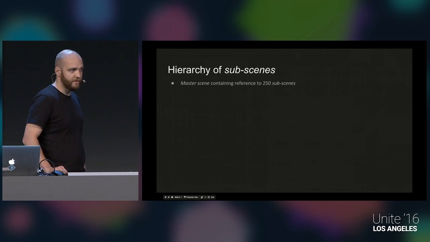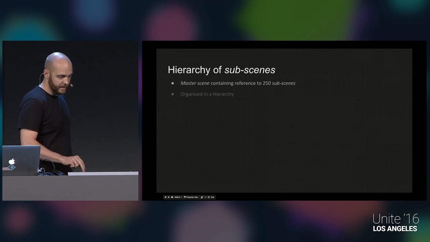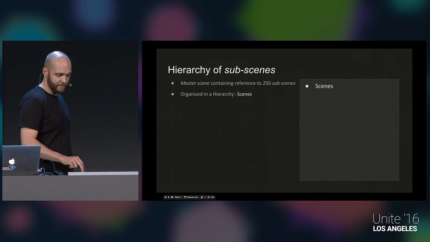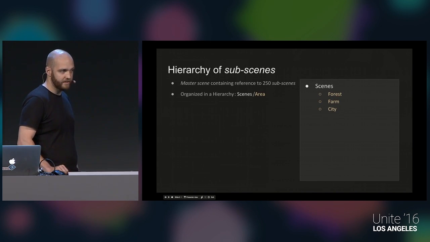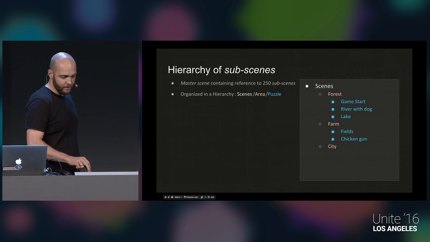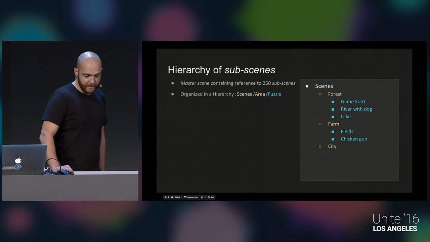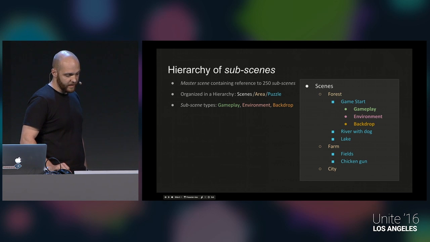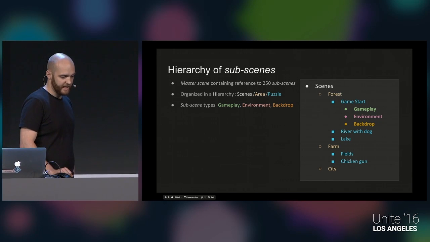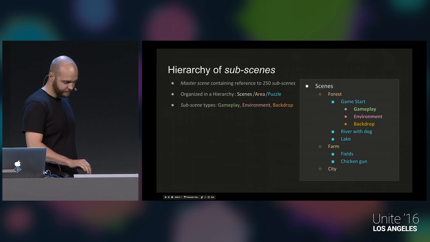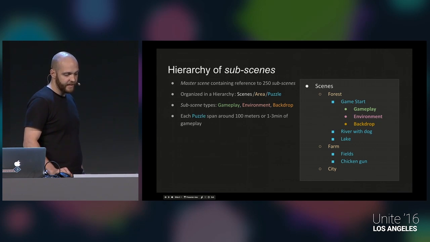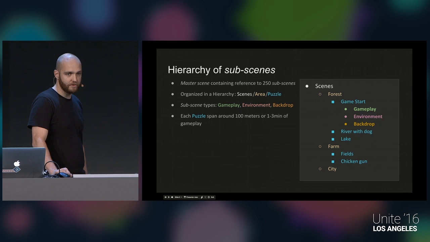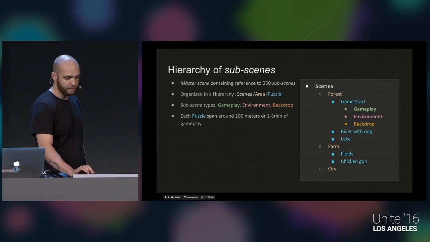In Inside, we have 250 of these subscenes, and we organize them in a hierarchy like this. So we have a scenes folder, which is just an empty transform. Then inside that, we have all the areas of the game, like forest, farm, city, and so on. And then inside those, we have individual puzzles: a game start, river with a dog, lake. And inside these hierarchies, we then have the actual subscenes that we saw before, the gameplay, the environment, and the backdrop. Each puzzle spans around 100 meters or 1 to 3 minutes of gameplay, so they are fairly small.